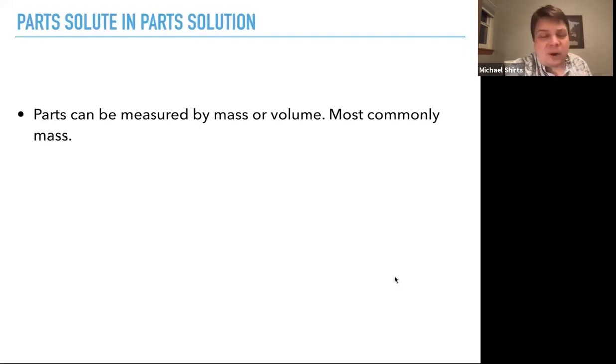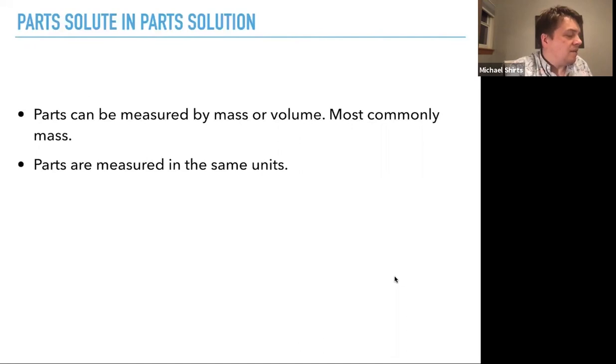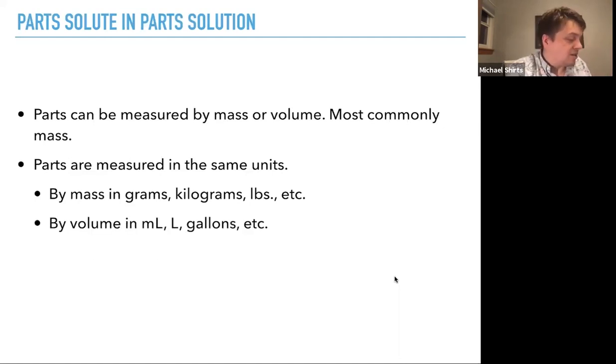So generally parts can be measured by mass or volume. Most commonly mass, because it's easier to measure the mass of molecules. And then of course parts are both measured in the same units. Whatever you have the solute, obviously the solution you want to measure in exactly the same quantities. So this is by mass, grams, kilograms, whatever, as long as they're the same units.